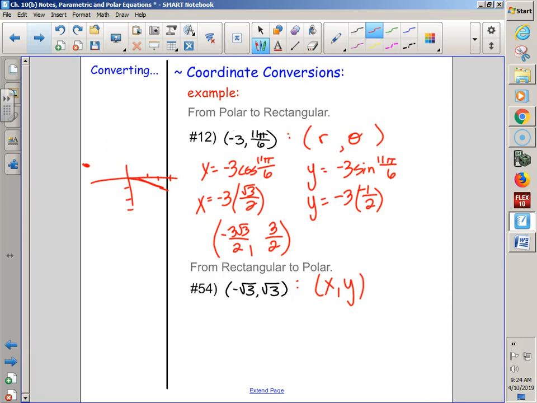You would go the opposite direction. Isn't that where I'm supposed to be anyway? 11 pi over 6 is down here. And when I was plugging in for 11 pi over 6, it was valid that I was looking down here in the fourth quadrant. But when they put a negative radius, my point was actually backwards 3. So does my xy make sense with my picture? Yes, if I graph it correctly.